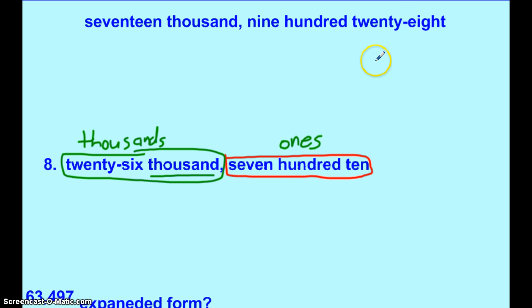So let's go ahead and start writing this. If we wrote this, this would be 26,000, comma, 710. So this is the numeral form for the word form.